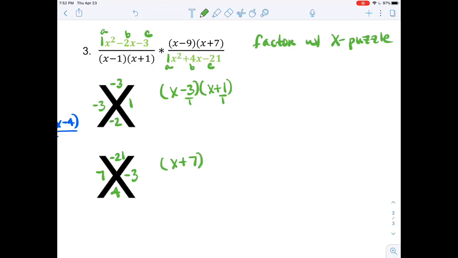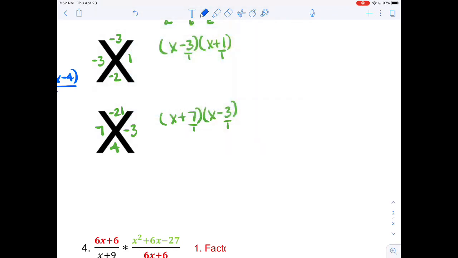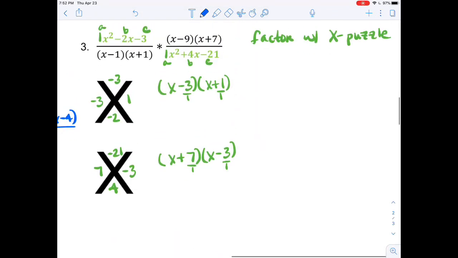x plus 7 and x minus 3, both divided by 1, which doesn't affect our final answer. Let's go ahead and write the original problem in its factored form. We had x minus 3 and x plus 1 for our very first numerator. Our denominator was nice and already factored for us, so we have x minus 1 and x plus 1. Nothing that we needed to do there.